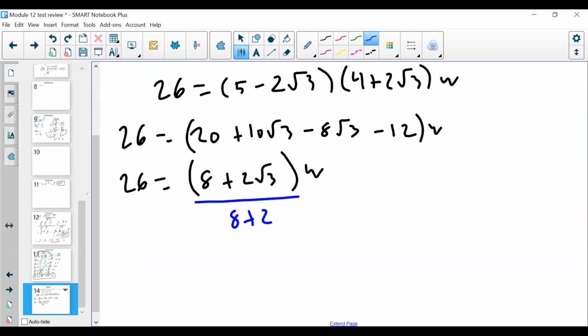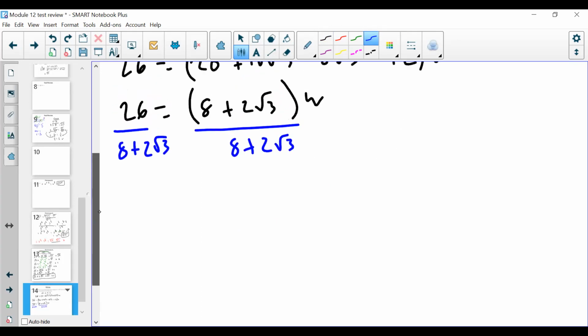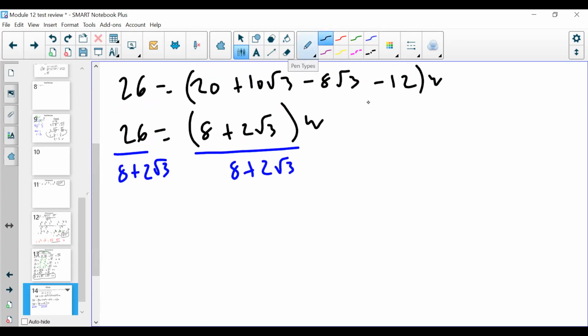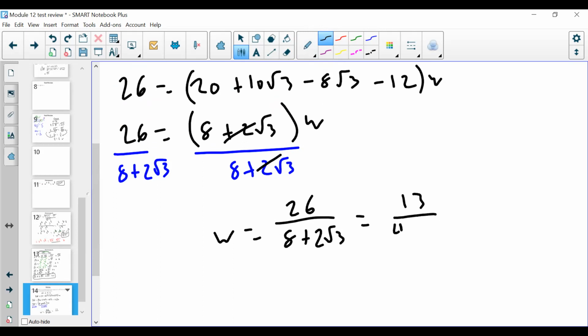Divide both sides by 8 plus 2 root 3 over 8 plus 2 root 3. And what we get is that this W, since these cancel out, is going to equal 26 all over 8 plus 2 root 3. But the problem here is that I don't want any roots on the bottom. So what I can do is reduce 26, 8, and 2 to give me 13 over 4 plus root 3.